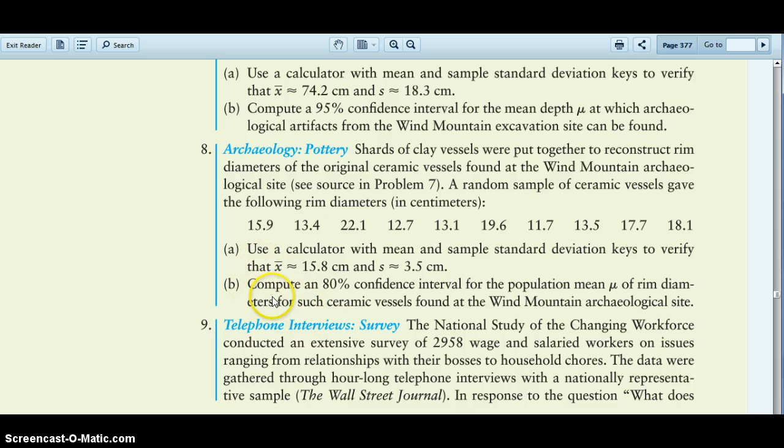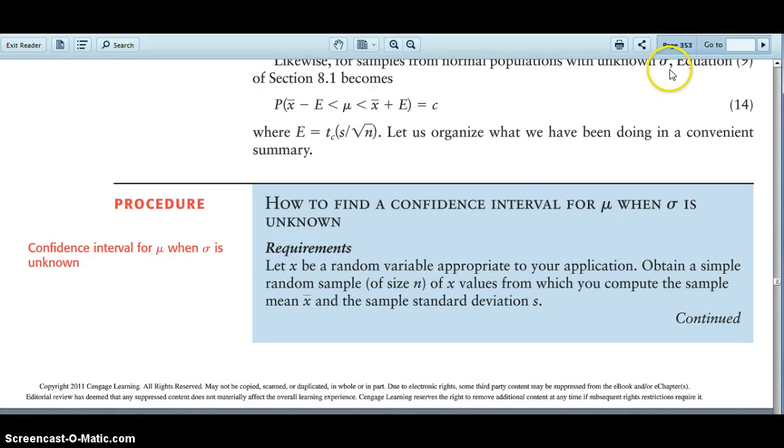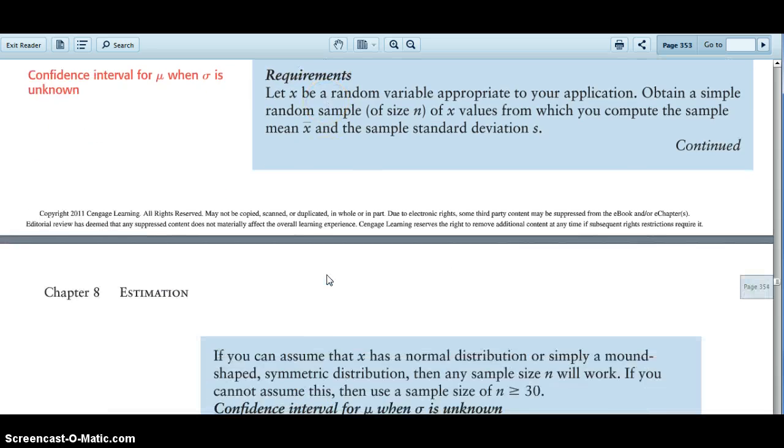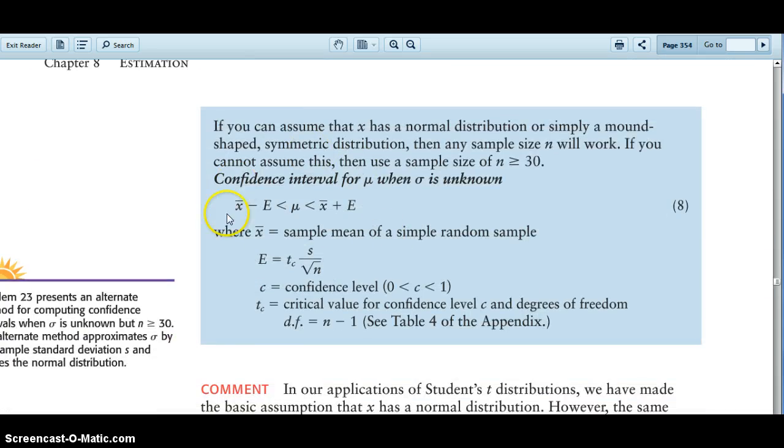For part B, you're computing a confidence interval for the population mean based on our sample, but nowhere in the problem does it tell us what the population standard deviation is. So you have to go to section 8.2. On the bottom of page 353, it talks about finding a confidence interval for the population mean when you don't know the population standard deviation. So continue down to page 354, and the formula's there.